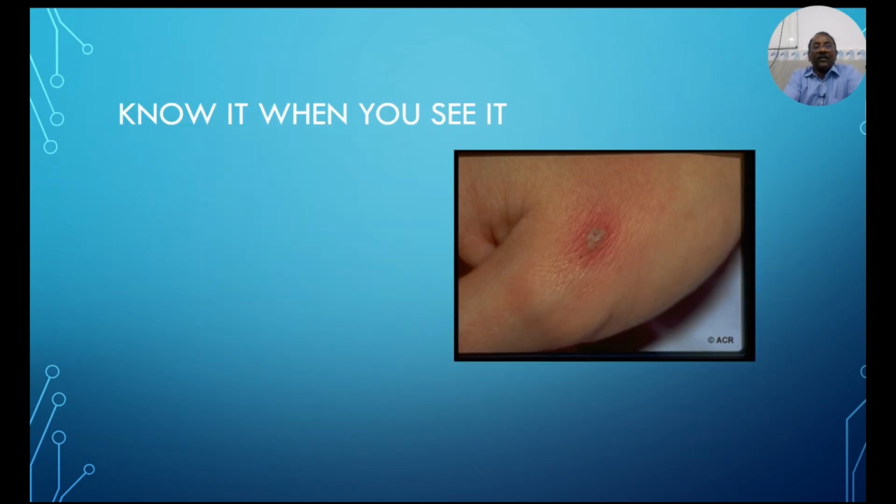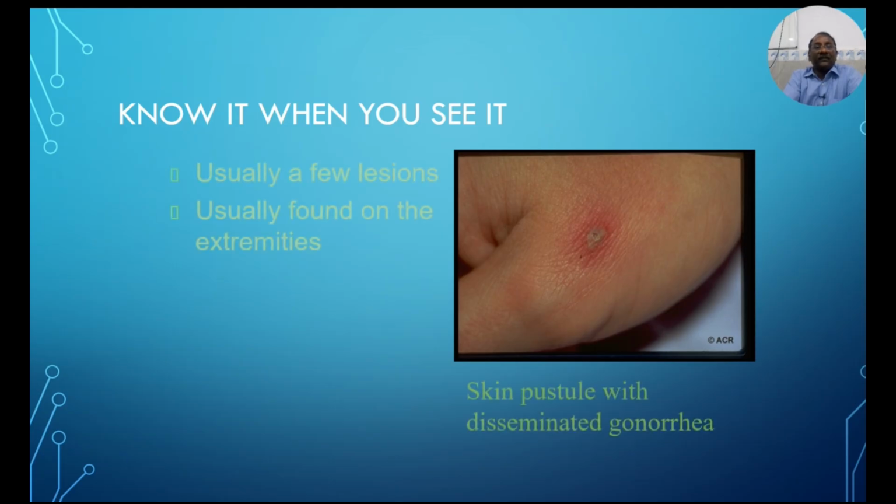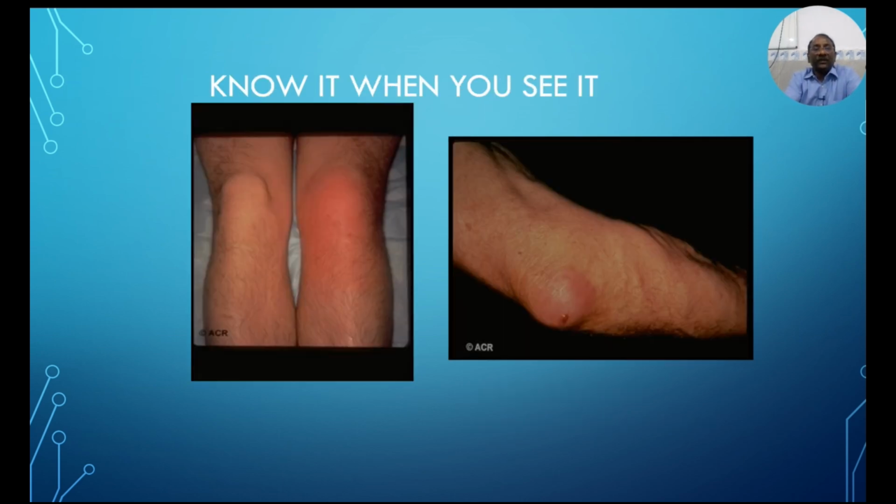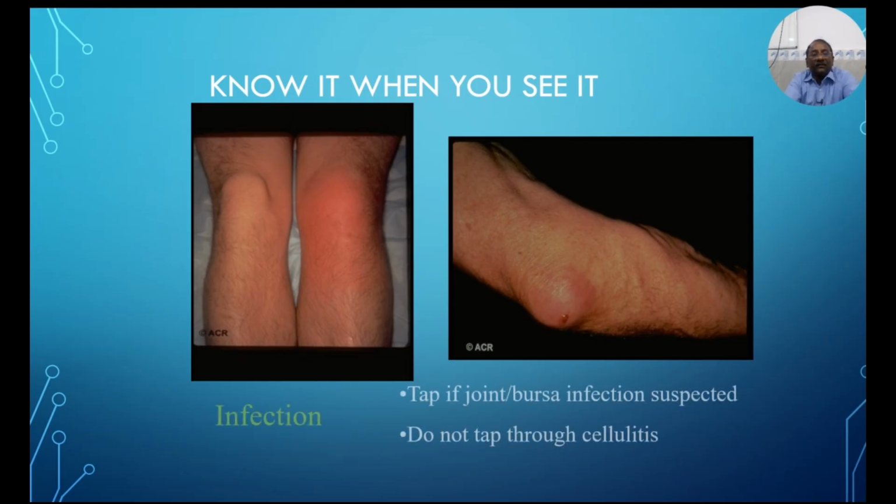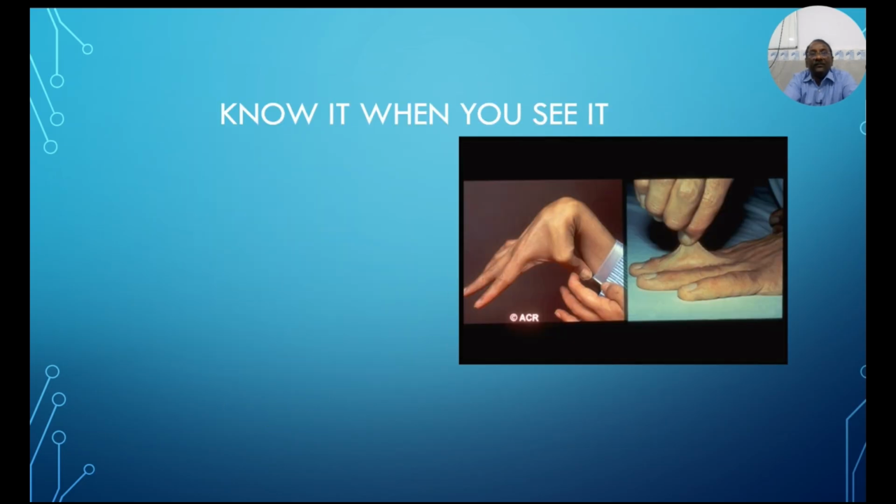So this is the skin infection leading to sepsis or septic arthritis. So, skin pustule with the disseminated gonorrhea. See the difference between the two joints. Okay, so this is the infection, septic arthritis. Do not tap through the cellulitis. Tap if joint or bursa infection is suspected. Otherwise, you can spread the infection.